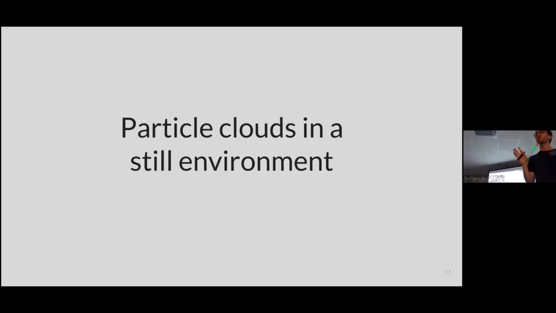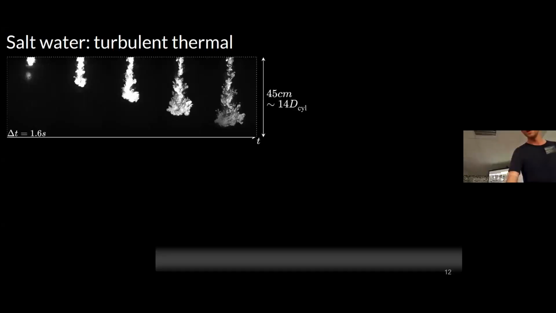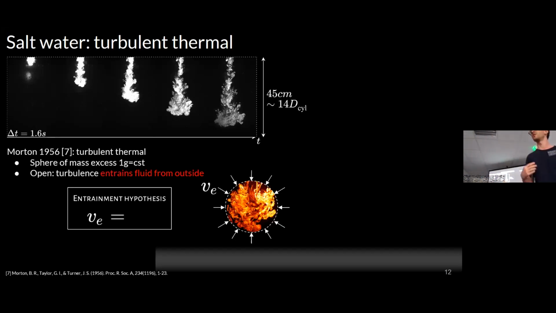And for a start, forget about the complexity of particles not having the same motion as the fluid. Consider now that the mass excess of 1 gram is due to salt water falling in fresh water. In the lab, it looks like this. So what you see is a cloud which is decelerating and linearly growing in depth. And actually, it's been studied a lot in the literature, and it's been modeled in 1956 by Morton under the name of turbulent thermal.